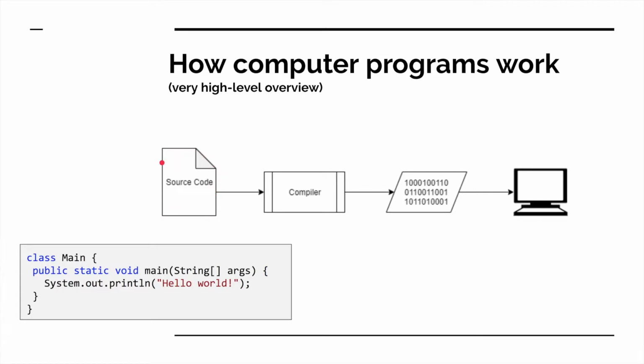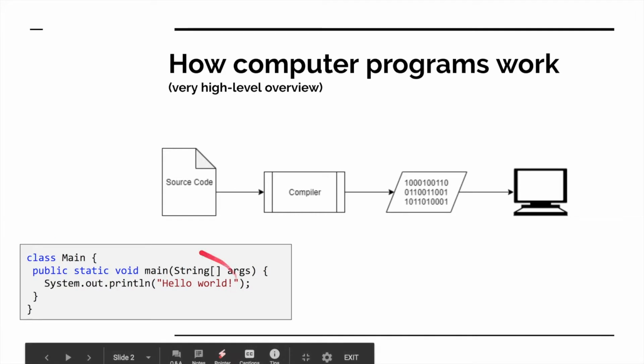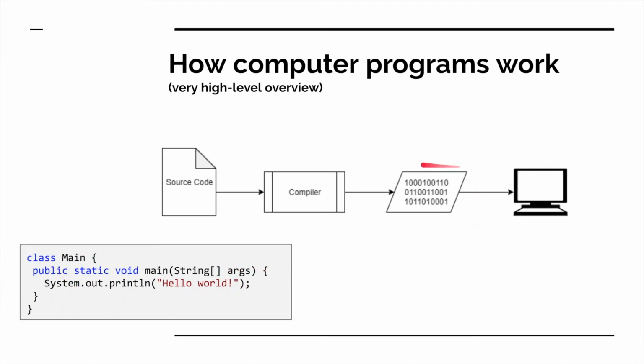Now, the computer itself doesn't really know how to read this source code. It doesn't know how to interpret that. The computer only really knows how to read ones and zeros. It only knows how to read binary or machine code. So we're going to have to do a process known as compiling our code. And to compile our code, we use a compiler.